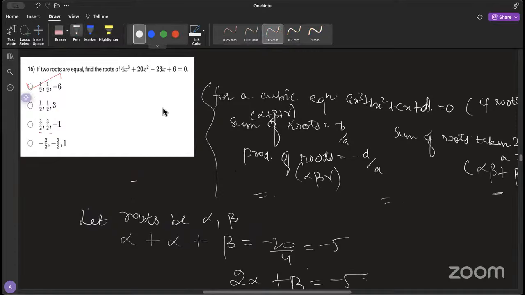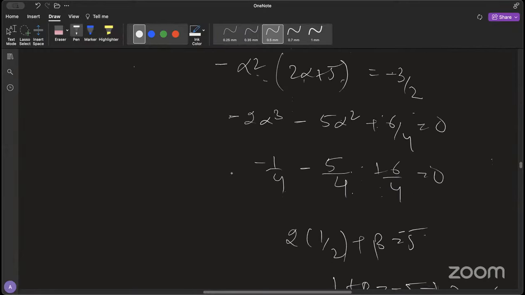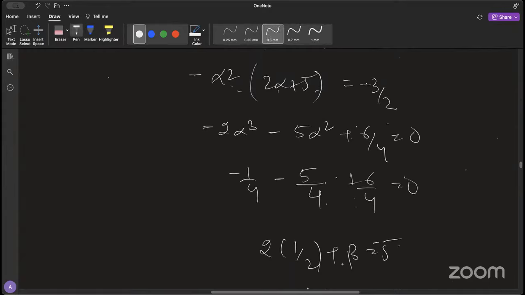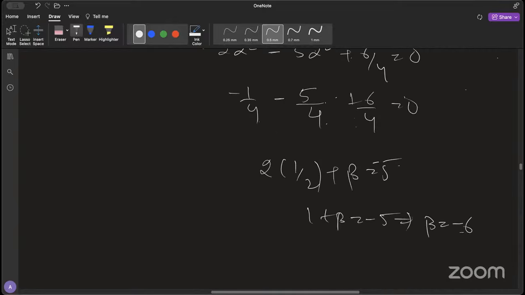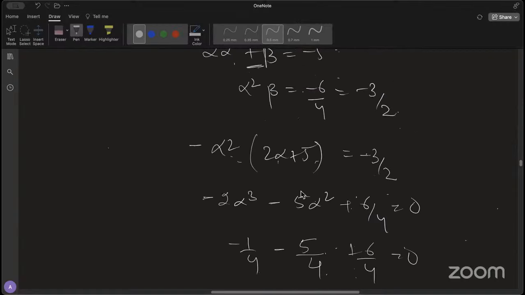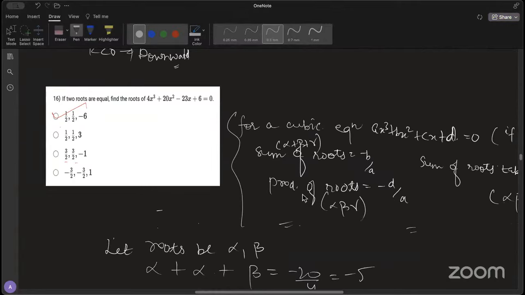Got it. Anything else? Ideally, they won't be asking such complicated questions in the quiz. This one is not a very complicated question actually, because if options are given, then we can just substitute values easily. If options are given, then there's no problem. But you won't be given just this question and then asked about roots as a subjective question. So that won't be given.